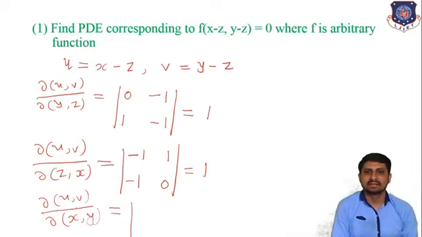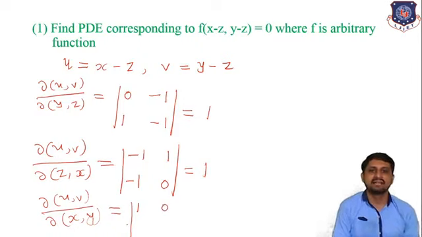That is equal to del u by del x. The first is del u by del x, so del u by del x is what? 1. Then del u by del y, that is 0. And del v by del x, that is also 0. And del v by del y, that is 1. So this determinant is also 1.